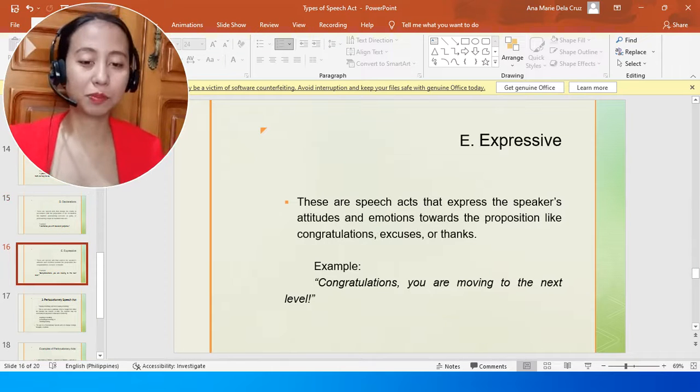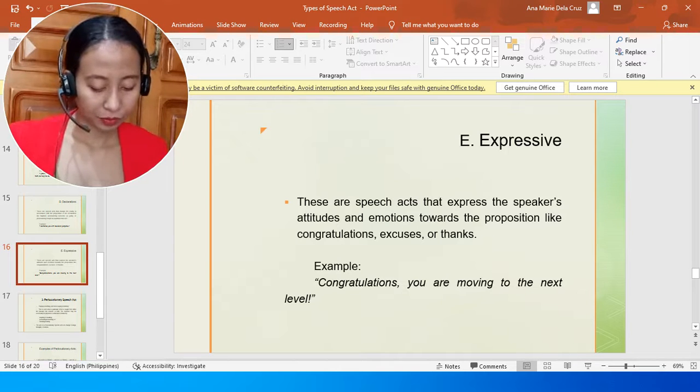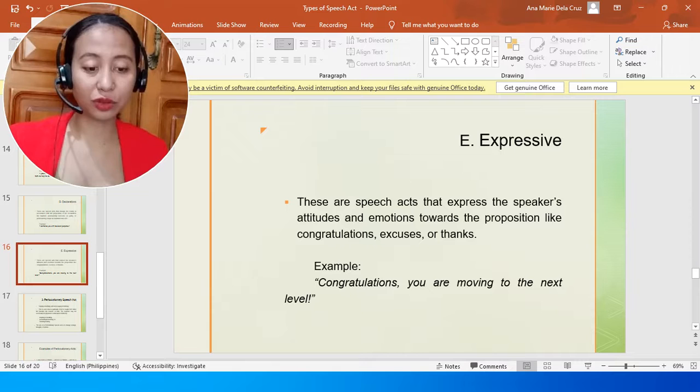Next is expressive. From the word itself, to express. Okay? These are speech acts that express the speaker's attitudes and emotions towards the proposition, like congratulations, excuses, and thanks. Example, "Congratulations, you are moving to the next level."